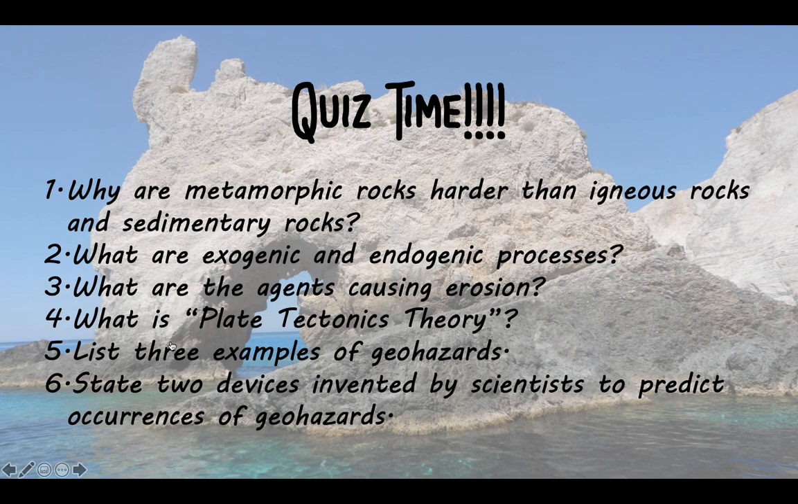Okay, number 3 dah. Agent that causing the erosion just now. Number 4, what is plate tectonics theory? Jumpa tadi dalam endogenic process juga yang kedua tu. The plate tectonics theory. Can I have, daripada bawah lah pula. Di bawah I have Sophia Adlina. Sophia Adlina, number 4. Number 5, list 3 examples of geohazards.